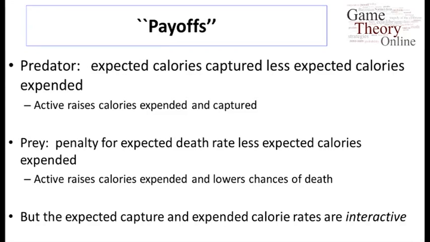Now the prey, here the payoff is kept track of in terms of an expected penalty for death. So obviously you don't want to be caught by a predator, but also you burn calories if you're moving around actively. So the trade-off here is if you're active, you have less of a chance of being caught, but you're also burning more calories. So the important thing here is that the expected calories that you burn and the expected rate of capture depend on the interaction between the strategies of both the players. So let's have a look at how that works.